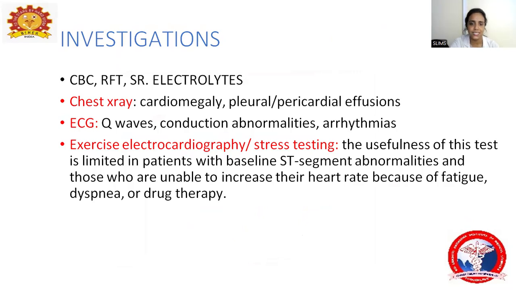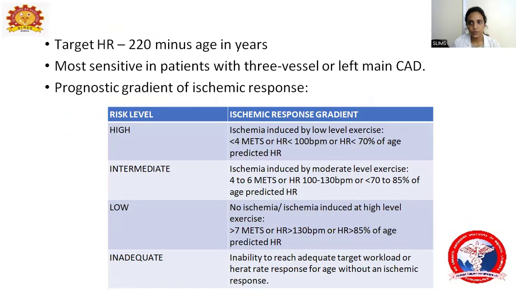Coming to exercise electrocardiography or stress testing. So the usefulness of this test is limited in patients with baseline ST segment abnormalities and those who are unable to increase their heart rate because of fatigue, dyspnea, or drug therapy. So the target heart rate is 220 minus age in years. It is most sensitive in patients with triple vessel disease or a left main CAD.